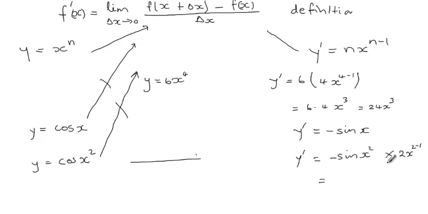Then what you do now, we rearrange this. You get your minus 2x sine x squared.